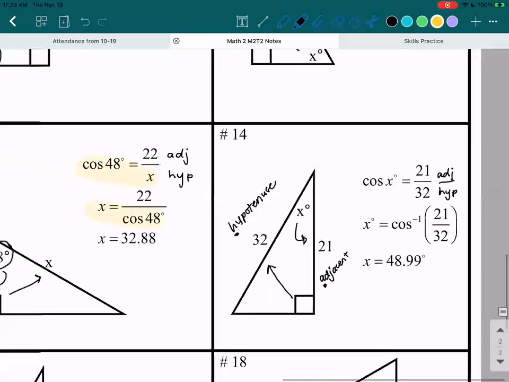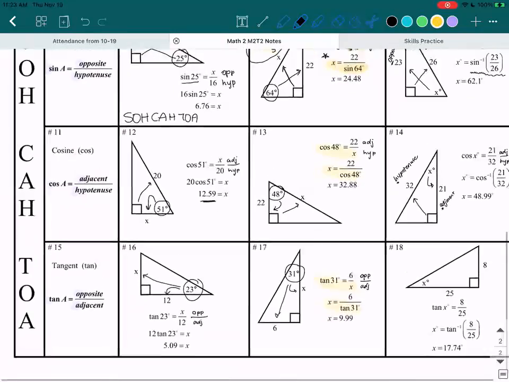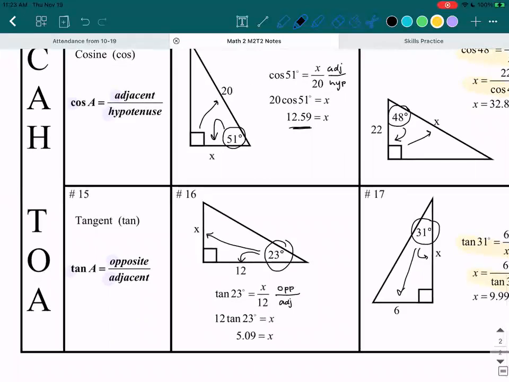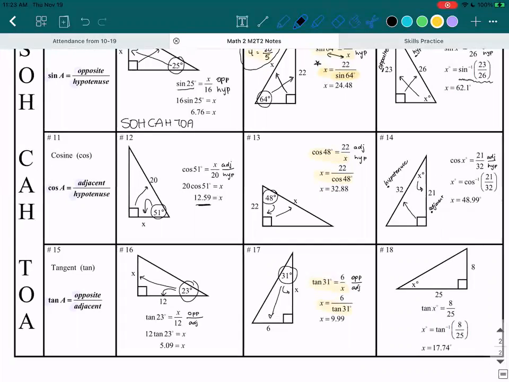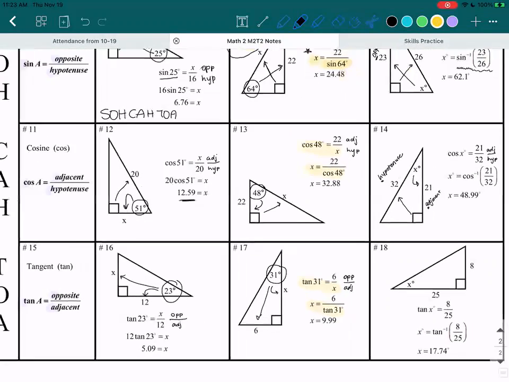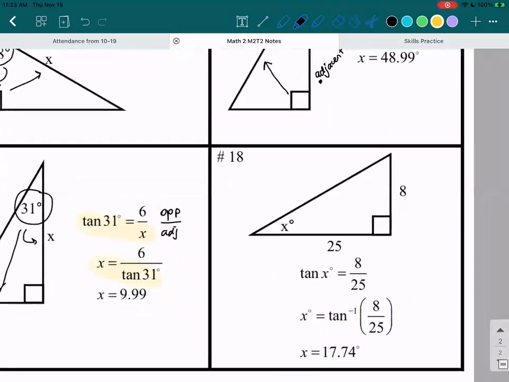Okay. The last box is tangent. Tangent is the TOA part of SOHCAHTOA. The T stands for tangent, the O stands for opposite, the A stands for adjacent. So tangent is opposite over adjacent. That's what TOA stands for in our SOHCAHTOA word. All right, so with that in mind, we're going to use tangent to solve for an angle.